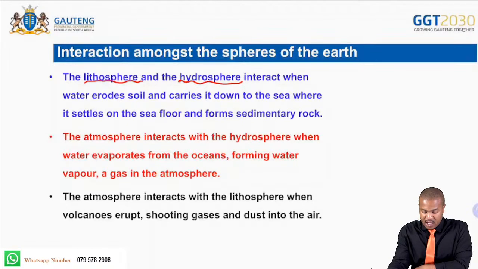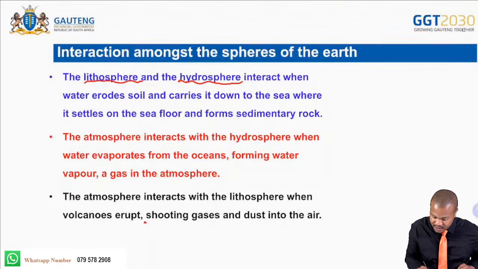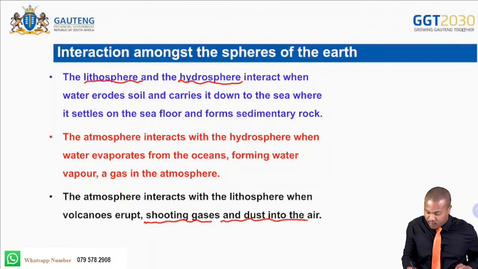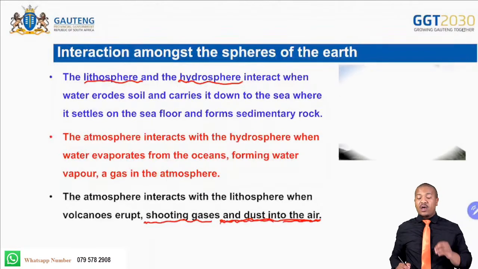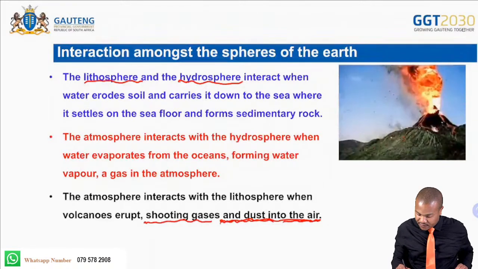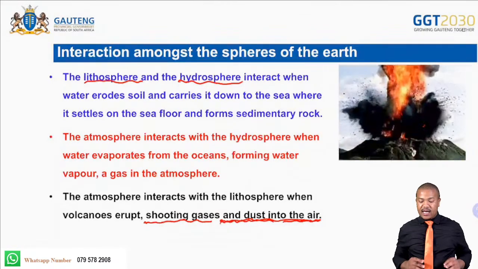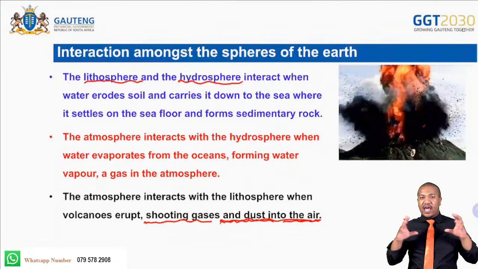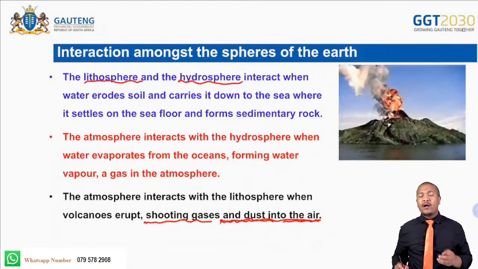Also, another example here, the atmosphere being our gases interacting with the lithosphere, which is our solid rocks and soil, when a volcano erupts, right? Now, how does this happen? It happens when gases and dust are shot into the air during a volcano eruption, right? So here is the air, volcanic activity, right? So as you can see, when this volcano erupts here, what happens? There are some gases that are being shot in the air, right? And dust also around the air in our atmosphere.